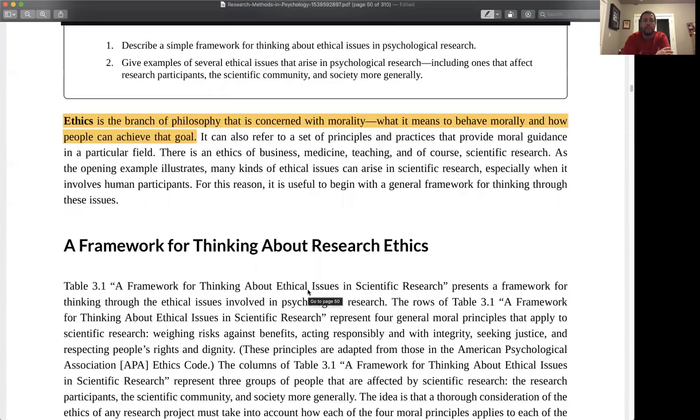I think it's important to understand what the definition of ethics actually is. As your text has it highlighted, ethics is a branch of philosophy that is concerned with morality, what it means to behave morally, and how people can achieve that goal. In psychology, we throw the term ethics around pretty loosely, to be quite frank. In part, that's because we recognize our history is not great. We have violated a lot of ethics, human ethics, animal ethics, throughout the history of psychology.